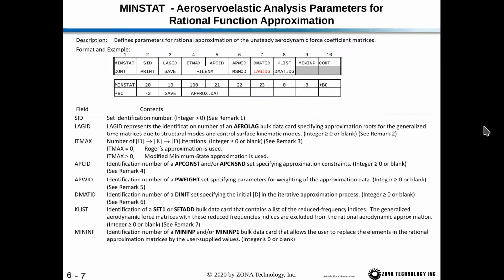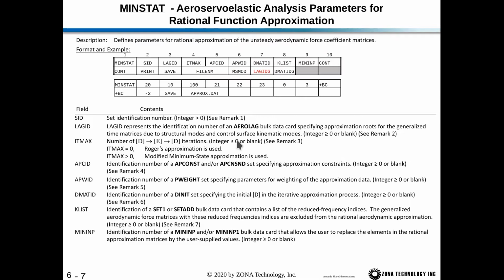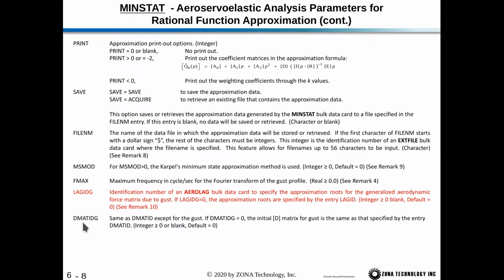So if we go to the next slide here, we can see that lag IDG is the identification number of an aero lag card to specify the approximation routes for the generalized aerodynamic force matrix due to Gust. Now, if lag IDG is 0, then the approximation routes specified by lag ID are used. So if this is 0 or blank, then the Gust parameters use the same lag parameters specified in the first lag ID field here.